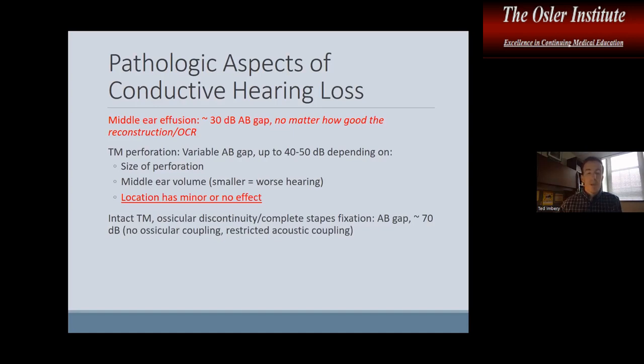And so smaller middle ear and mastoid volumes are associated with worse hearing, with similar size perforations. And then, as I indicated before, if you have an intact tympanic membrane and there's an ossicular discontinuity or something like a complete stapes fixation, you'll have a maximum air-bone gap, which will be around 60 to 70 decibels. So again, there's no ossicular coupling, and then you have minimal acoustic coupling because the intact tympanic membrane is blocking sound from directly stimulating the round or oval window.